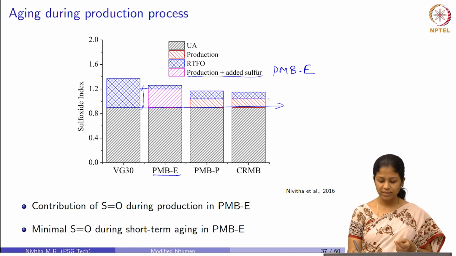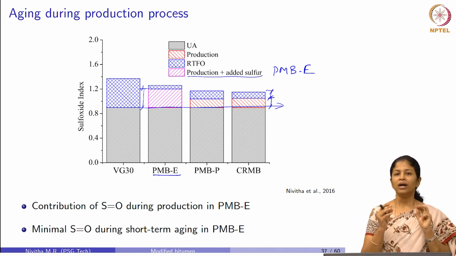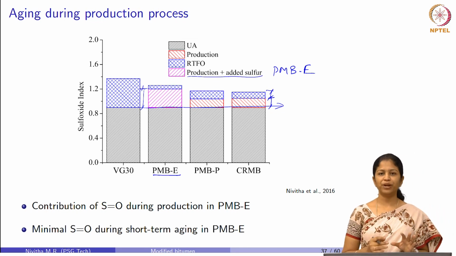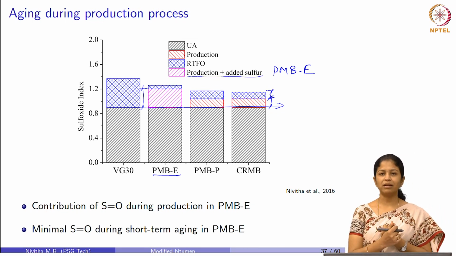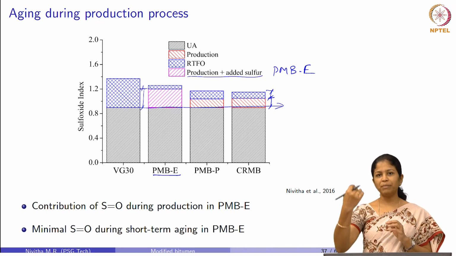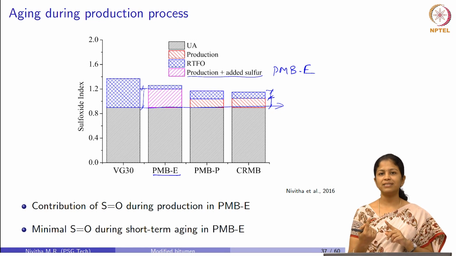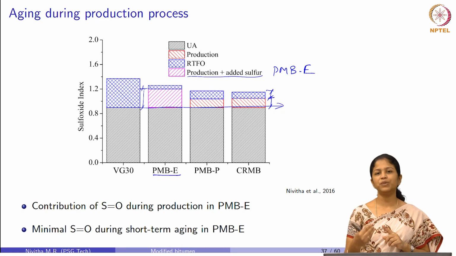But for the other two cases, we can see there is a small increase in sulfoxide index during the production process, and we can also see the effect on subsequent aging. There is some amount of aging which happens during the production process, and we need to take this into account. Ideally, a nitrogen blanket is preferred to minimize the effect of the oxidation process. In those cases we can see there is some reduction in the oxidation compounds which are formed during the aging process.